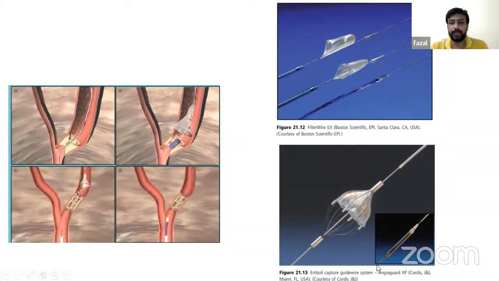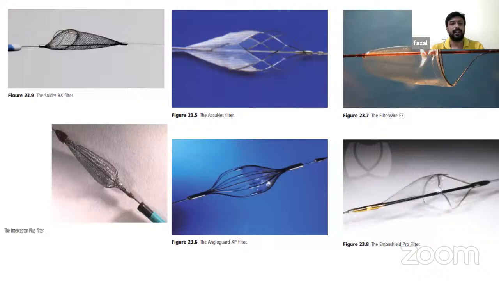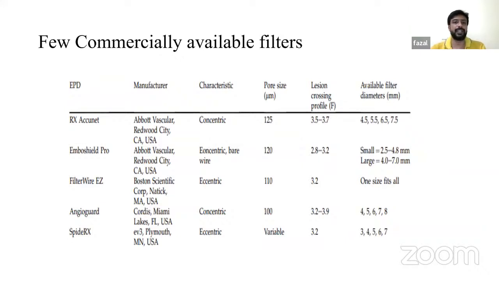One type is the AngioGuard XP, which you can see is the filter here. And second is the FilterWire EX from Boston Scientific. And here you see the Spider RX filter, which is commonly used nowadays. This is the AccuNet filter wire, AngioGuard, different types of EmboShield Pro filter, different types of filter devices which we use nowadays. These are a few commercially available filters where the characteristics are there. Spider RX is generally the filter used nowadays.